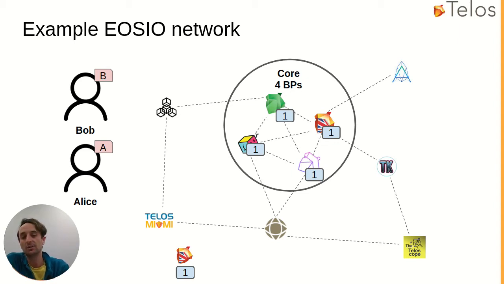So the transaction is created. It links to the previous blocks, and that's then sent around to the other block producers in the core network, and they then sync that out to the rest of the network outside the top 4.